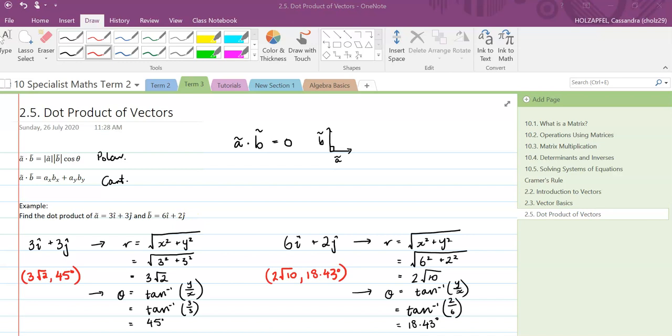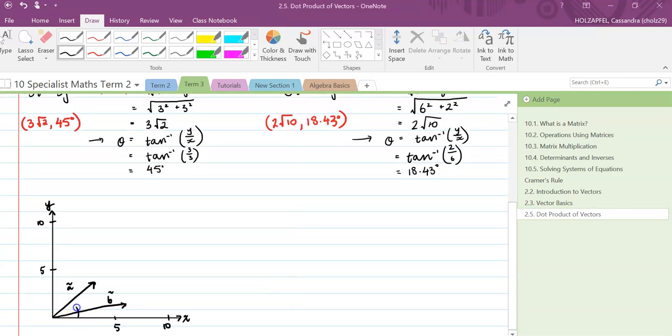Now I've got my two values in polar form. Let's go ahead and draw each of these so that we can determine the angle between the two. So we know that this angle in here is going to be 45 degrees, and we know that this angle in here is going to be 18.43 degrees. And so this angle in here between the two vectors is going to be the difference.